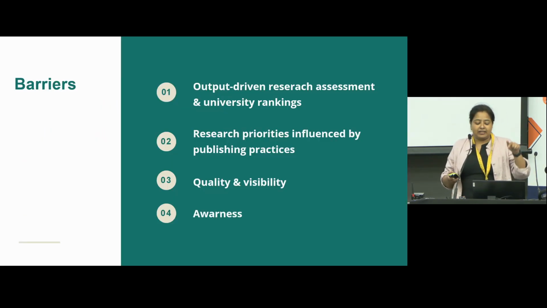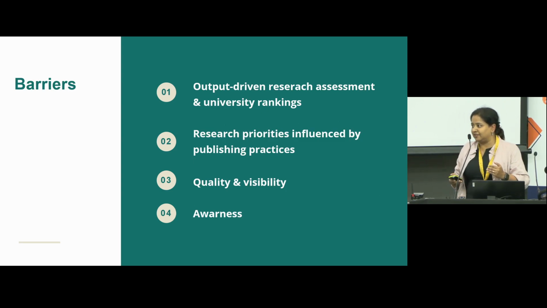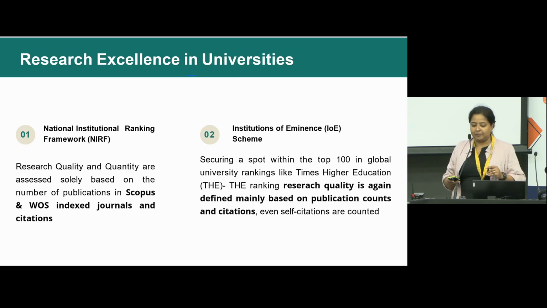So I will go step by step with what we are seeing right now as a challenge to promote the diamond ecosystem. First, the assessment system and the university rankings, and how this recognition system is actually suppressing the research that matters in the country. Then, how the quality and visibility of the diamond journals are also not good, which is why researchers are not always ready to publish in them. And finally, of course, a lot is because of awareness. We lack the awareness. There are many journals where we can still publish, yet we decide to pay to publish. That's why awareness is important as well.